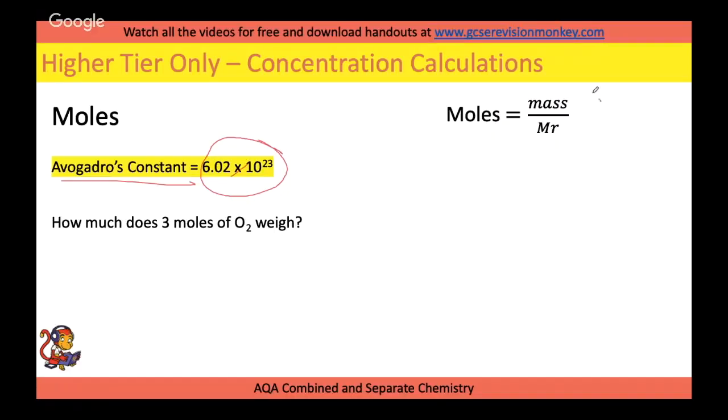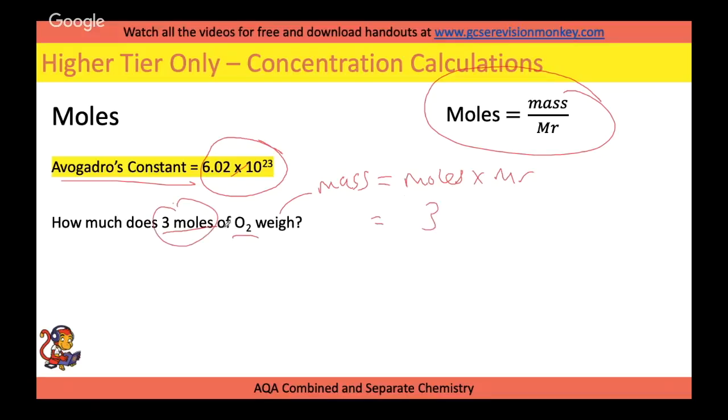So when we talk about this equation, moles equals mass over Mr. Mr is relative formula mass. So in this equation, it says how much does 3 moles of oxygen weigh? Okay, so we want to find the mass. So we need to rearrange this equation to get mass equals moles times Mr. So mass equals moles, which is 3. And they'll give you a hand either by directing you to the periodic table or giving you the relative atomic masses.